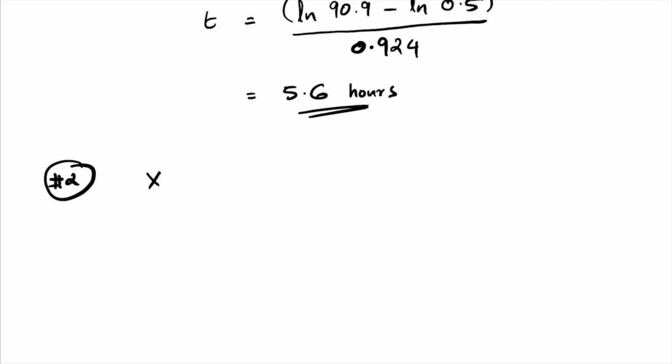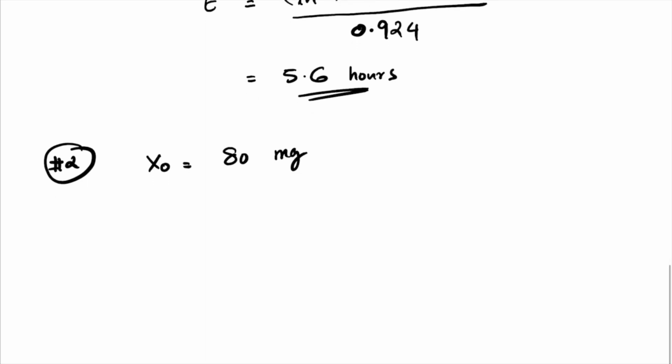The dose was given as 80 milligrams. And the first part was to calculate KEL using linear regression. And at this point, I'm going to ask you to refer back to the math review video. There I discuss how to do linear regression for our first order problem.